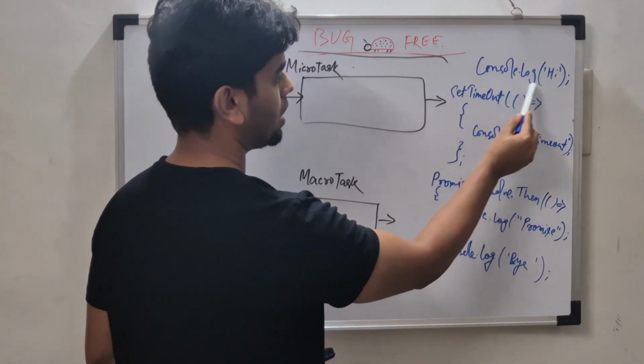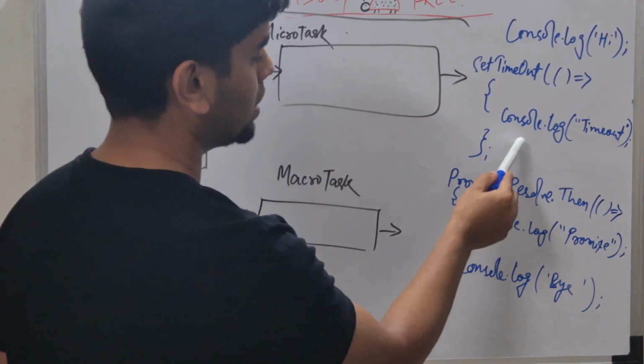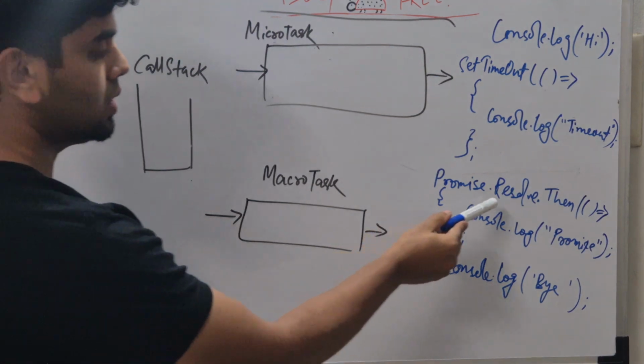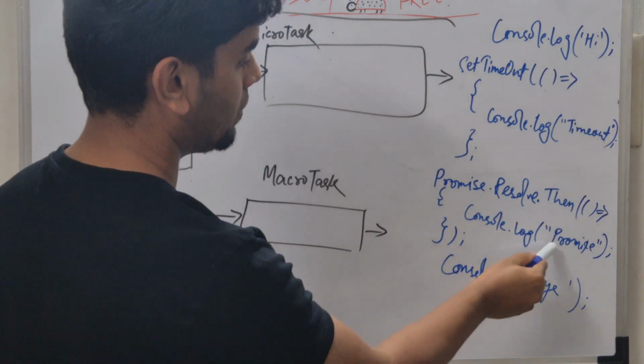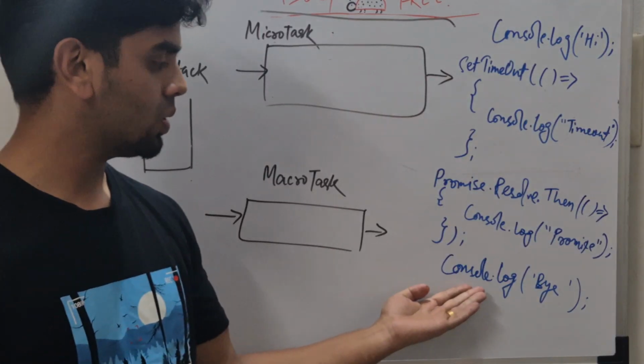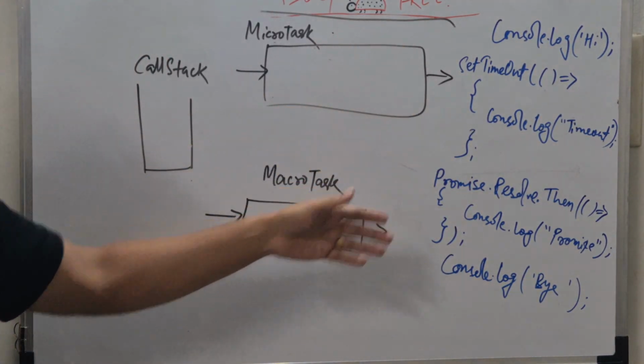It's a console log where we are printing hi, and the next line is a setTimeout. Inside it we are just logging timeout, and another one is a promise. Inside, if the promise succeeds we resolve it, then we console log promise, and at last we print console log bye. So what will be the output for this?